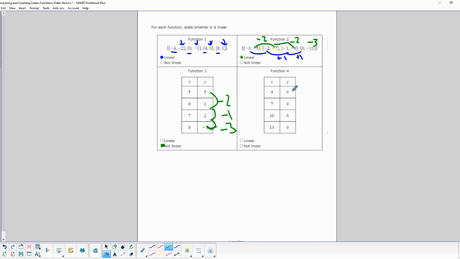All right, let's look at this one. Oh my goodness, the change in Y there is no change in Y. It stays 0, but there is a change in X. So that's still a constant rate of change. So that would still be linear.